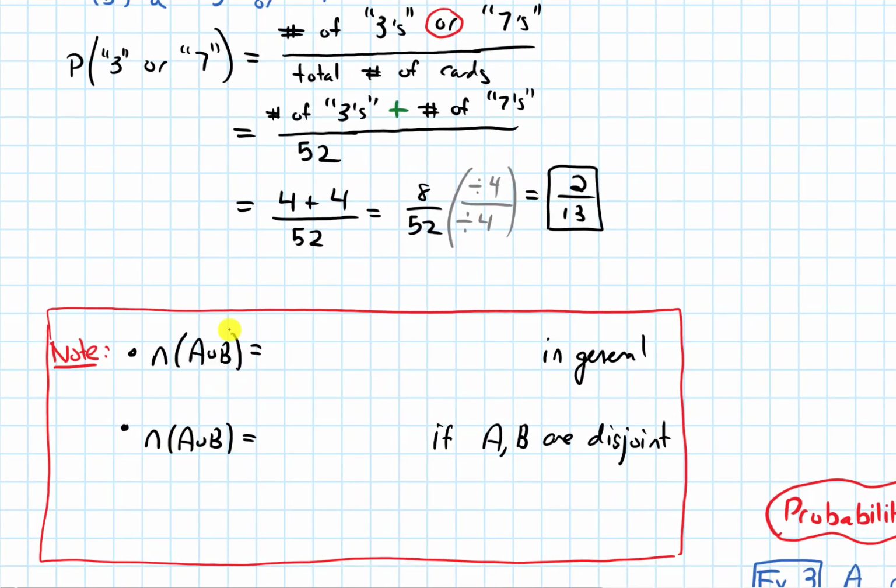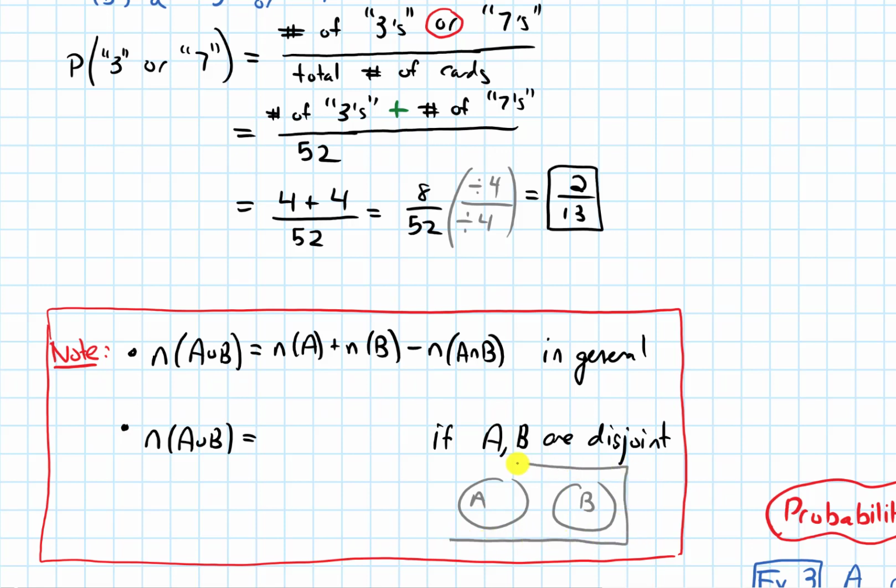Okay, so the number of elements in A union B in general is the number of elements in A plus the number of elements in B minus the number of elements in the intersection of A and B. So in general, that's the case. But if my two sets A and B are disjoint, that would look like I have a circle for A, I have a circle for B in my Venn diagram in my universal set.